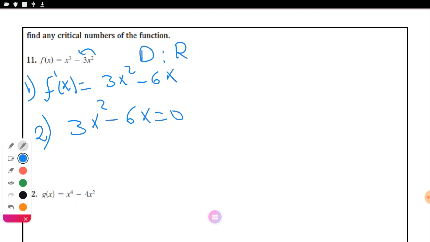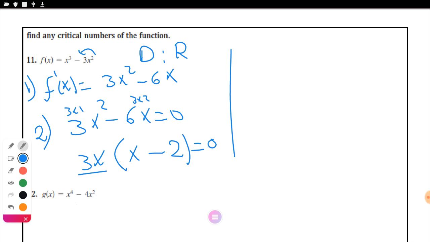Then solve by factorizing. I will take the common factor, which is 3. This one is 3 multiplied by 1, this one is 3 multiplied by 2. Take 3 as a common factor: 3 times x minus 2 equals 0. And you can solve it using a calculator. From the first factor, x equals 0, or from the second factor, x equals 2. So before I decide what are the critical numbers: 0 is in the real numbers, yes. 2 is in the real numbers, yes. So the function is defined at them, and the critical numbers are x equals 0 and 2.